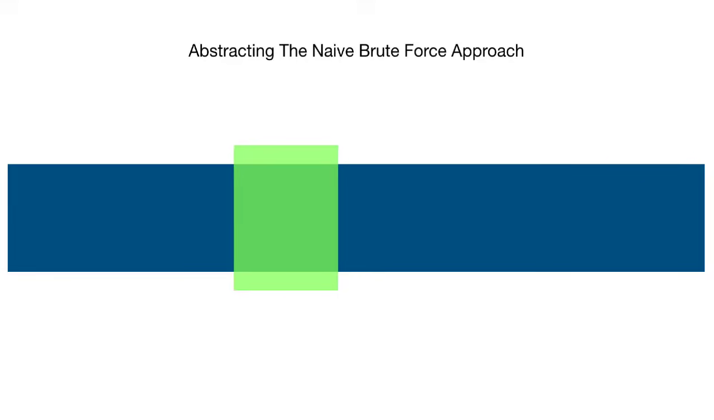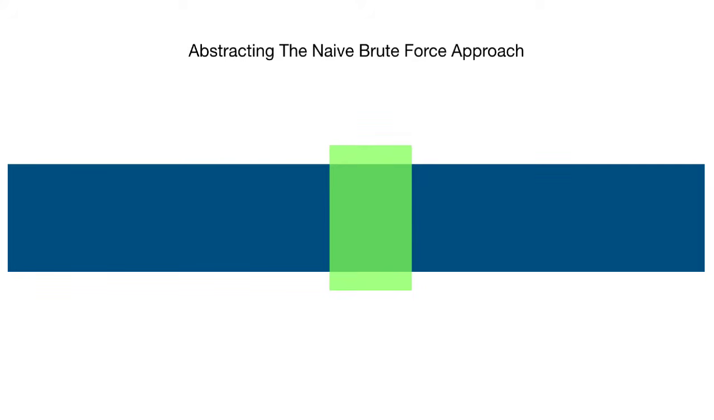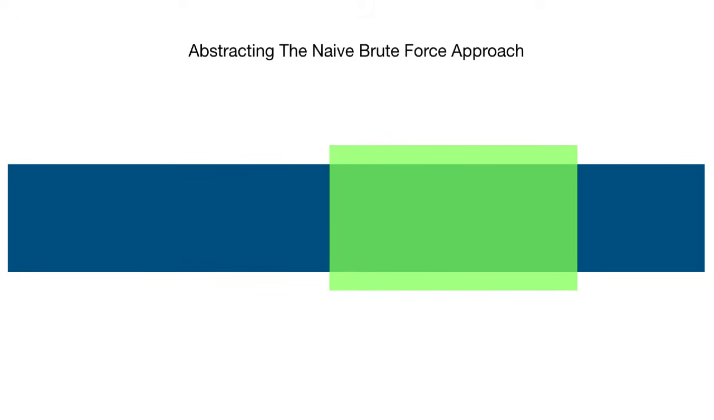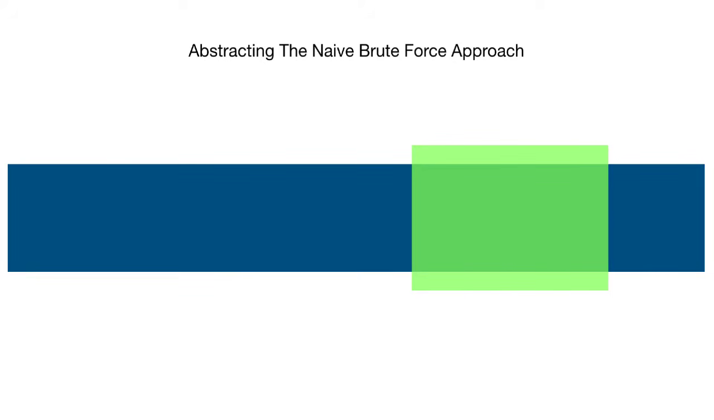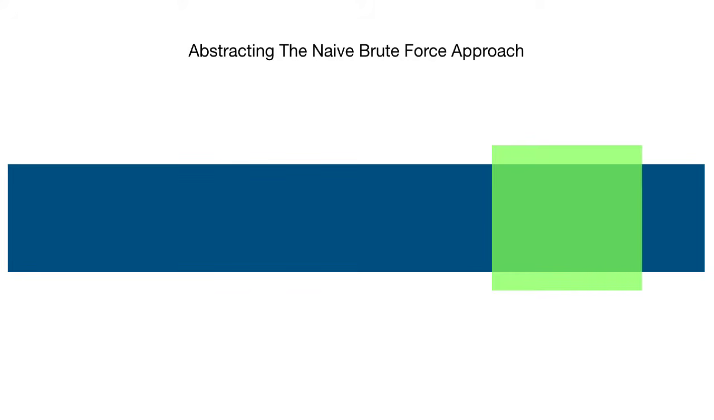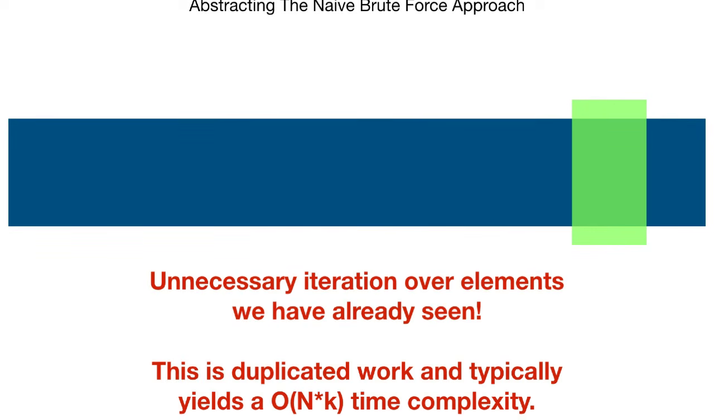So what you can see is as we are iterating, we are duplicating a lot of work because we are doing double traversals over the values that we have already seen thus far. And we continue doing this kind of duplicate work until we hit the very end of the array. That's really not the most optimal thing. So what we can notice here is that this is unnecessary iteration over elements that we have already seen.